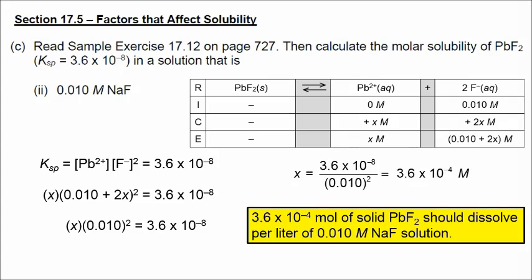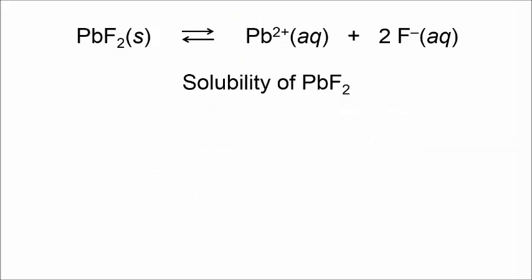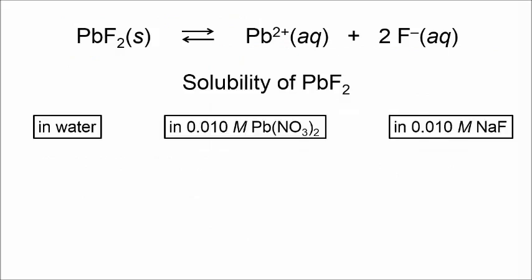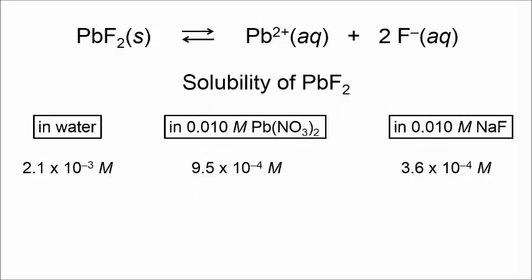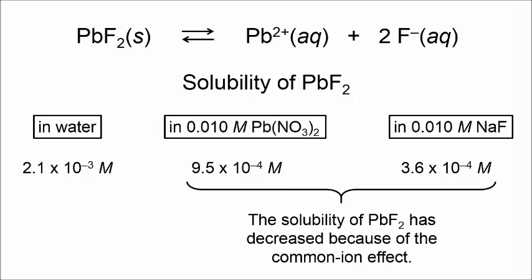So if we compare the solubility of lead fluoride in pure water with the solubility of lead fluoride in a solution that already contains either lead or fluoride, look at those numbers. It should be clear that the common ion effect is at work here. The solubility of lead fluoride has decreased because of the presence of a common ion.